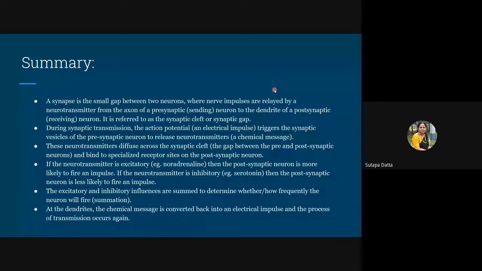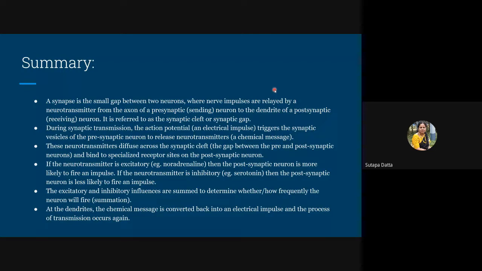Excitatory means the postsynaptic neuron is more likely to fire, more likely to generate an action potential. Sometimes the neurotransmitter is inhibitory also, like serotonin. Whenever these inhibitory neurotransmitters are released, the postsynaptic neuron will not transmit any signal; they will block the transmission of the signal. The excitatory or inhibitory influences are summed to determine whether and how frequently the neuron will fire.